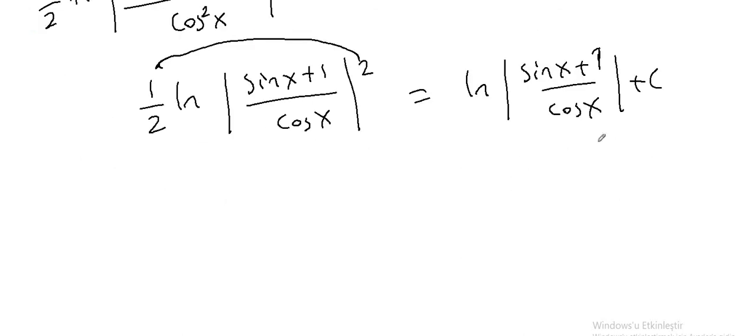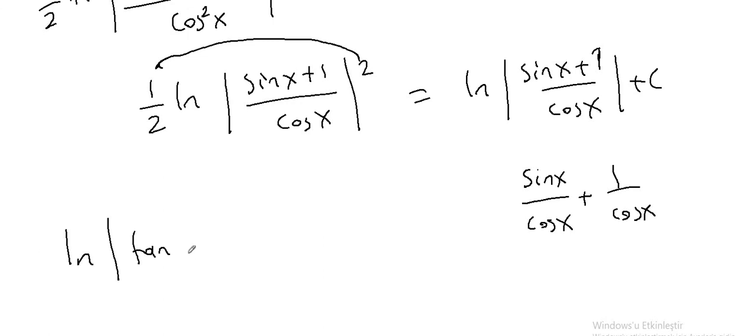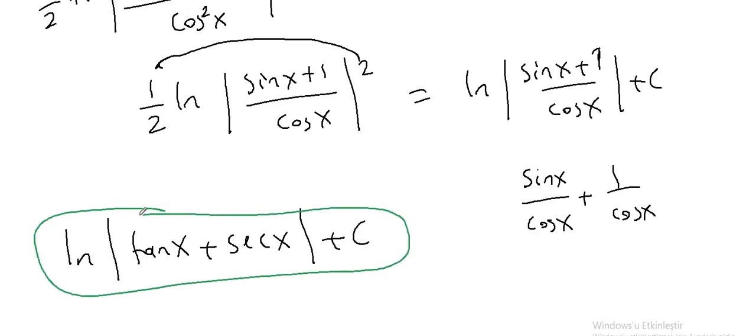Now we have the common denominator cosine x, so we can separate this fraction: sine x over cosine x plus 1 over cosine x. We know that sine over cosine is tangent, and 1 over cosine x is secant x. So this is the same answer as we obtained in method 1. So the integral of secant x dx is ln of tangent x plus secant x.